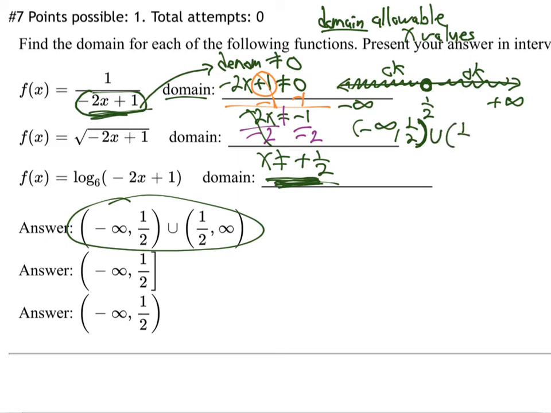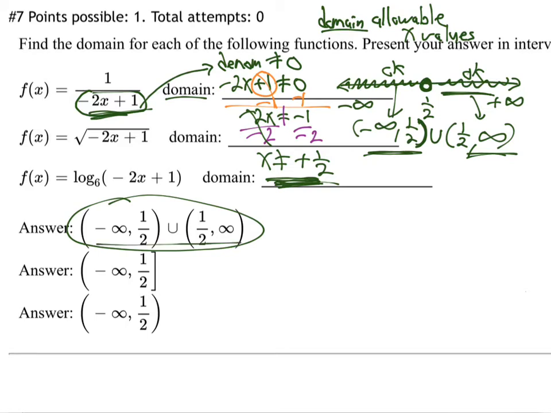United with, again, parenthesis, this section, which is a half to regular infinity. So this section from negative infinity up to a half, and then from a half to infinity. That's a way of saying everything but a half, right? There's just a hole right there at a half. We never touch the half. Everything else, that's what that answer is.